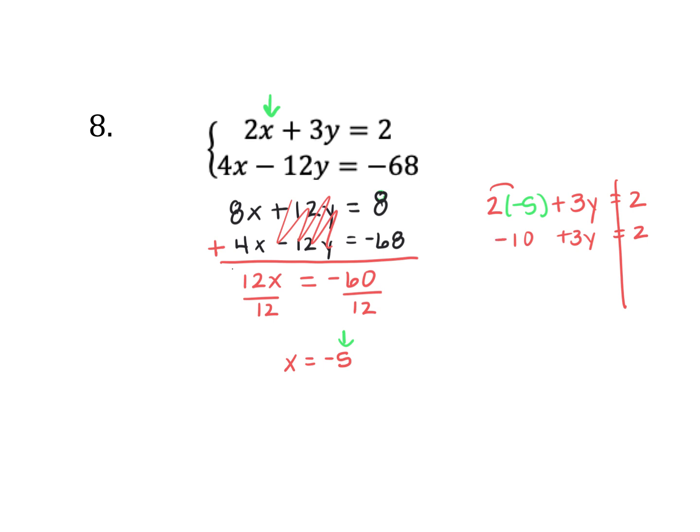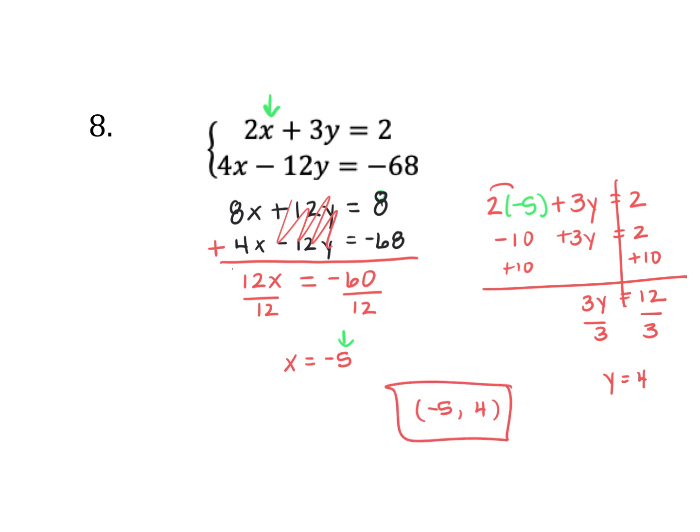So to get rid of that -10, I'm going to add 10. So I'm left with 3y equals 12. To get y by itself, I'm going to divide by 3, and I get y equals 4. So now I have an x and y, so I'm going to put them in my ordered pair: -5, 4. Okay, you are set to work on your assignment for number 7.